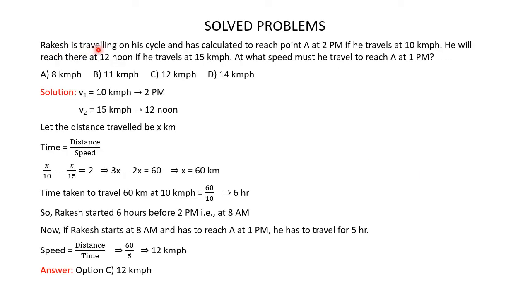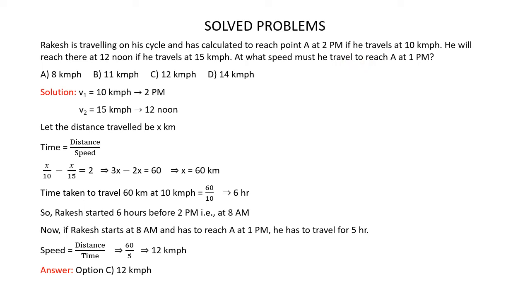Rakesh is traveling on his cycle and has calculated to reach point A at 2 p.m. if he travels at 10 kilometers per hour. He'll reach there at 12 noon if he travels at 15 kilometers per hour. At what speed must he travel to reach A at 1 p.m.? You are given 4 options here and you have to find out which of these options is the correct one. So here you are asked to find at what speed must Rakesh travel to reach point A at 1 p.m.